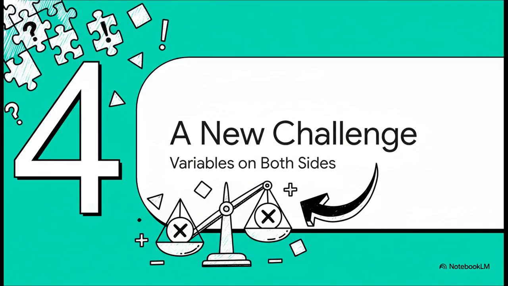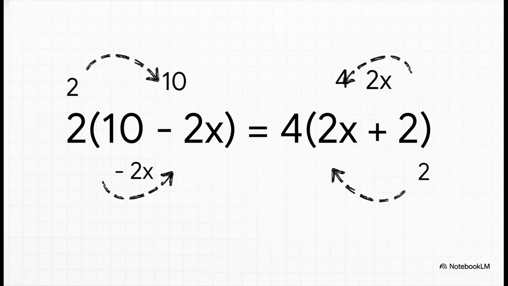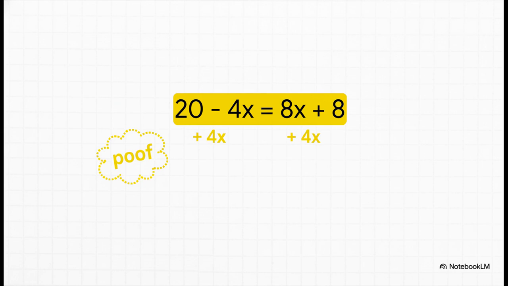But what happens when the puzzles get a little trickier? What if our X shows up on both sides of the equation? Let's check out this new puzzle. The first thing you'll notice are those parentheses. So our first step is to simplify by clearing those out. We're going to use something called the distributive property, which is just a fancy way of saying we multiply the number on the outside by each thing on the inside. So let's do it. On the left, 2 times 10 is 20, and 2 times negative 2x is negative 4x. On the right, 4 times 2x is 8x, and 4 times 2 is 8.